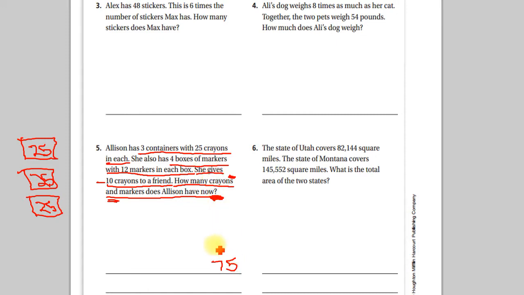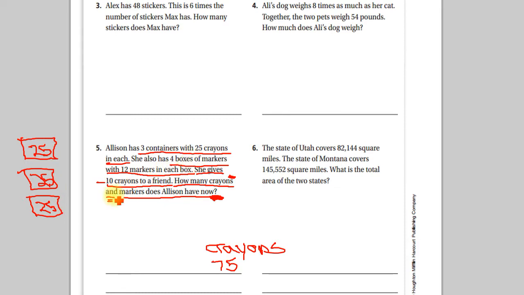Okay, so this is going to be crayons. 75 crayons. Now I'm not done. I haven't answered the question because we need to know how many crayons and markers, and we still haven't given away 10 of those crayons yet. Now we could give them away right now if we wanted to. I'm going to save it till the end, but again, any way you work this problem, as long as you can come out to the same conclusion, that's okay with me.